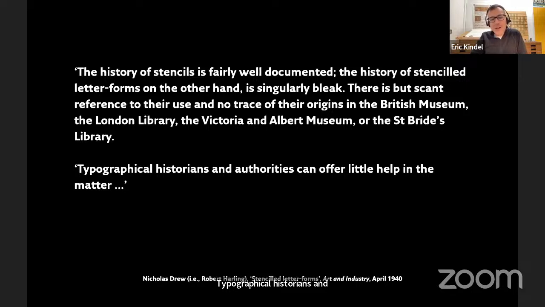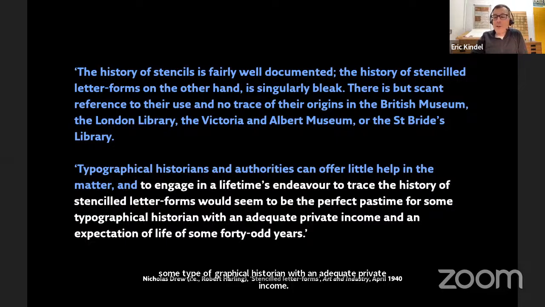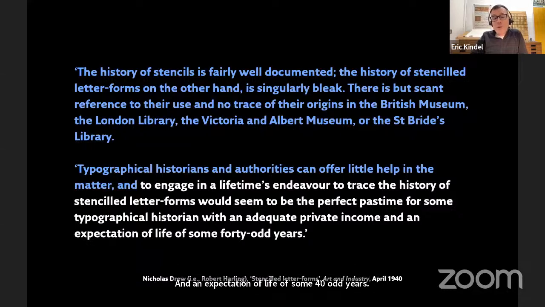But as you can see, the quotation doesn't quite end there. Instead, Harling continues, "To engage in a lifetime's endeavor to trace the history of stencil letter forms would seem to be the perfect pastime for some typographical historian with an adequate private income and an expectation of life of some 40-odd years." Well, I can now disagree with Harling that the history of stencil letter forms is singularly bleak.